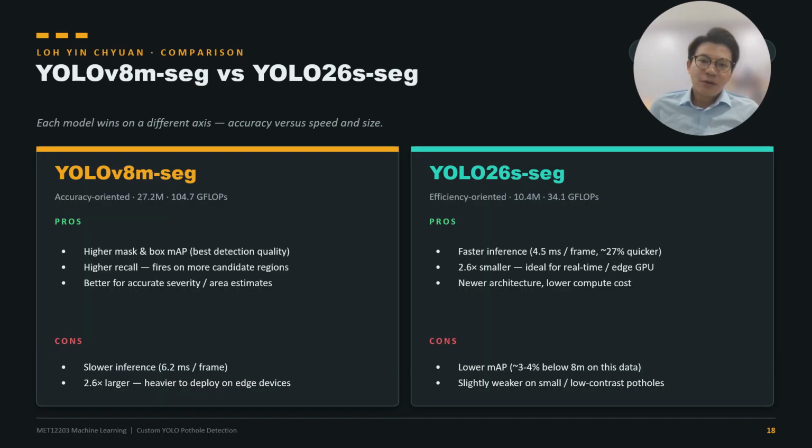So to summarize the comparison, the YOLO V8M has higher recall, so it fires on more candidate regions, and it has a slight edge on offline mAP. However, the YOLO 26S is faster and 2.6 times smaller, making it well suited to real-time or edge deployment. At this stage, neither is simply better because each model leads on different measures. The deciding factor is how cleanly each one performs on real-world video.